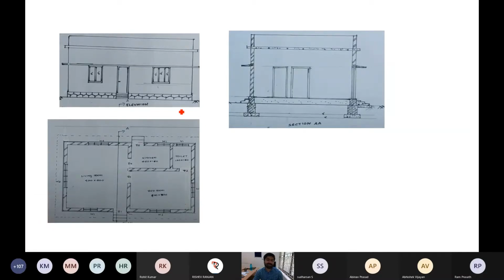Normally the door frame dimension will not be specified. For doors, we will mention only the door dimensions. It may be 2.1 meter into 90, 210 centimeter into 90 centimeter. So that dimension you have to assume suitably. I already told you every specification will not be given. The remaining things you need to assume suitably.